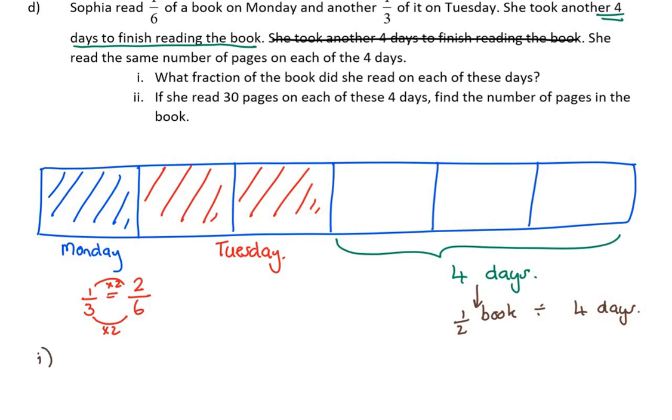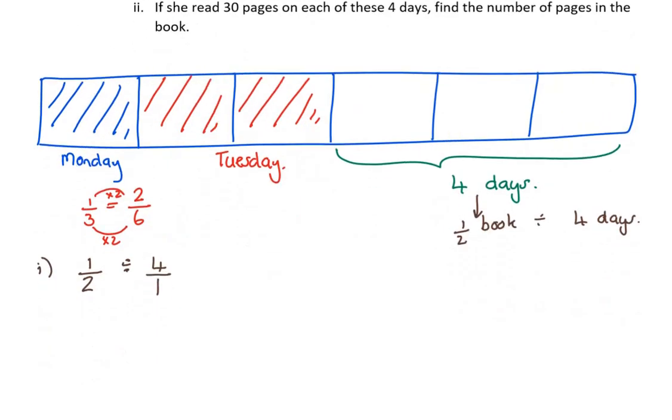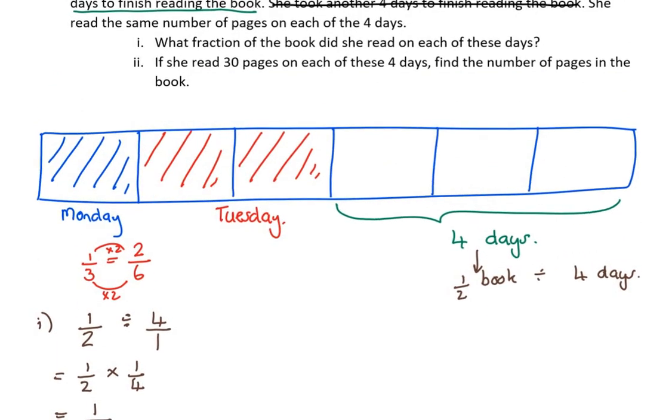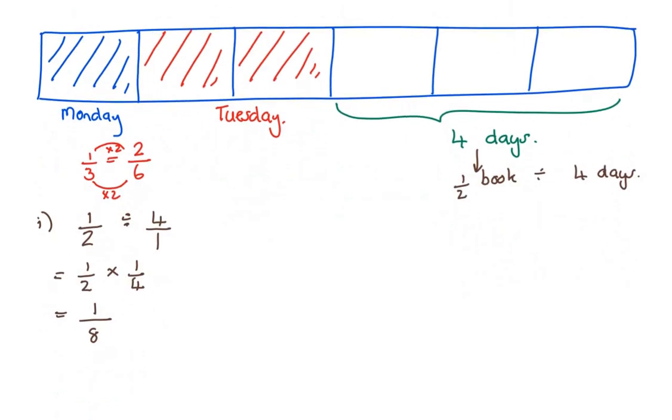So basically, I could take 3 blocks out of 6, or I could say, well, it's half the book, and I'm dividing them into 4 days. Again, you could do this in your calculator, or you could do this in your head, a bit of a long way. So 1 times 1 is 1, and 2 times 4 is 8. So what fraction of the book did she read on each of these days? She read 1/8 of the book on each of these 4 days.